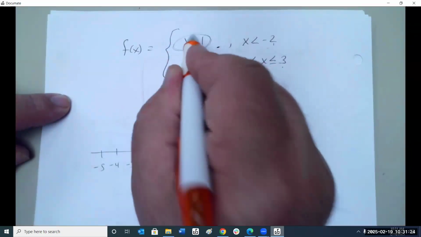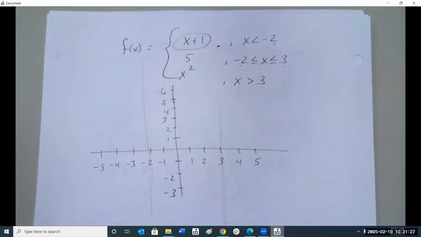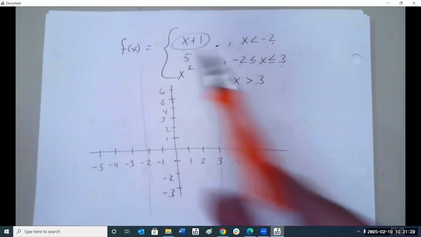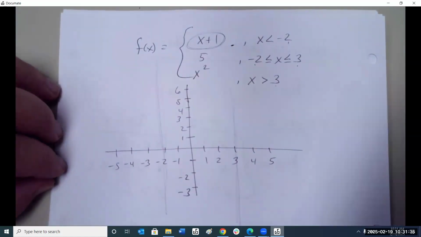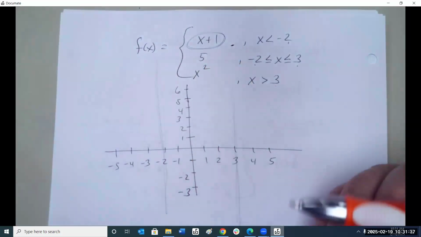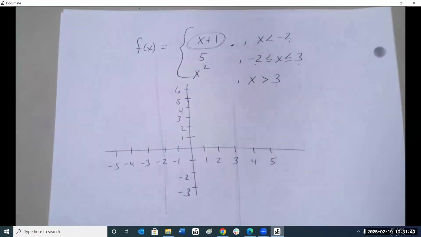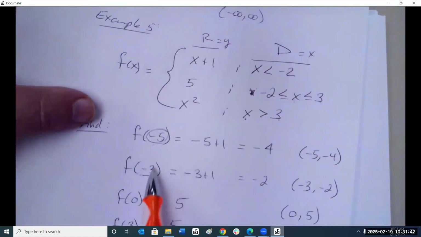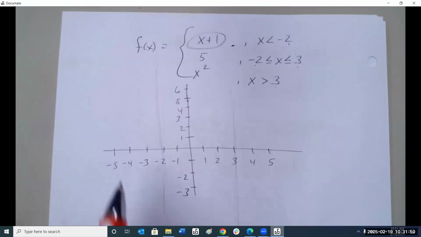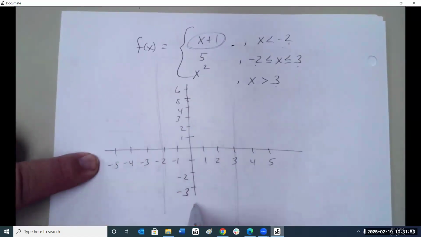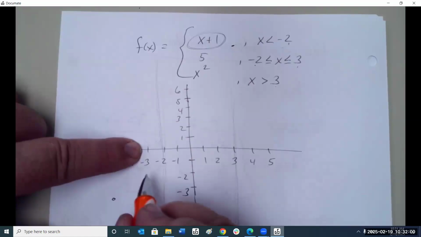What kind of graph is this going to look like? What kind of function is that, from our library of functions? Linear. So from a linear equation, we need 2 points to draw a line. Well, we had those, -5 and -3. So we have these 2 points we can plot. At -5, the answer is -4. I have a dot there. At -3, I have -2.